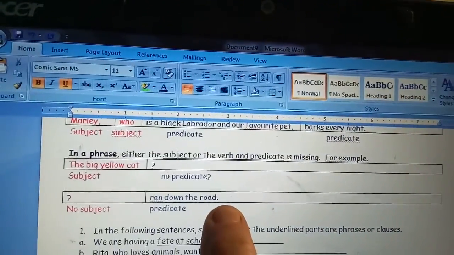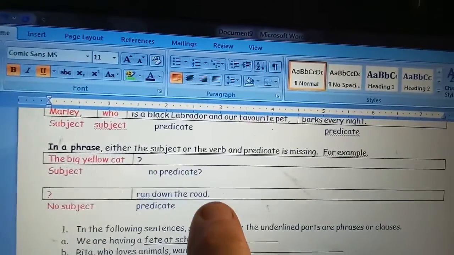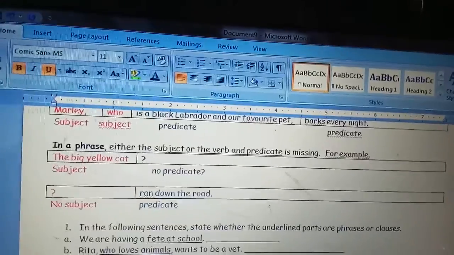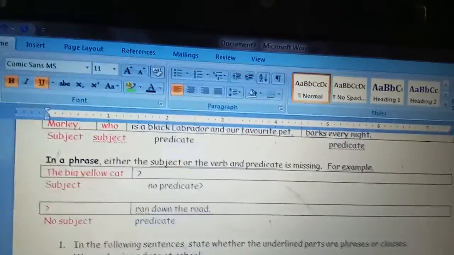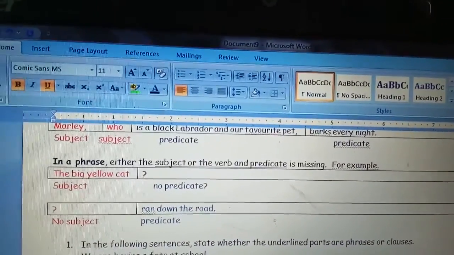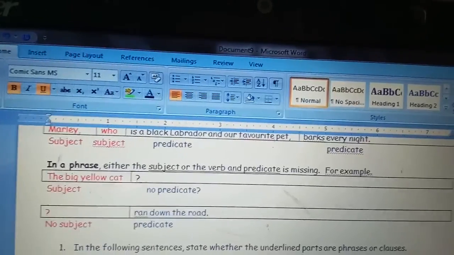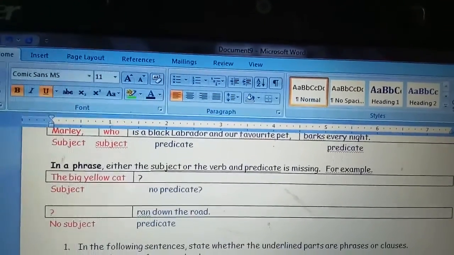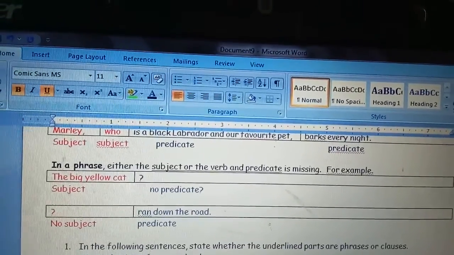Okay, so I'm going to leave you with this, and I'm going to give you some work, some sentences to do here, to understand this, and I'll get you to write some of your own sentences as well, okay?